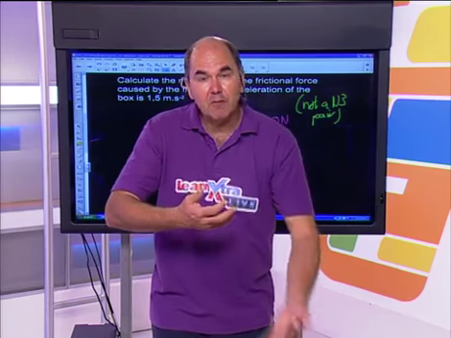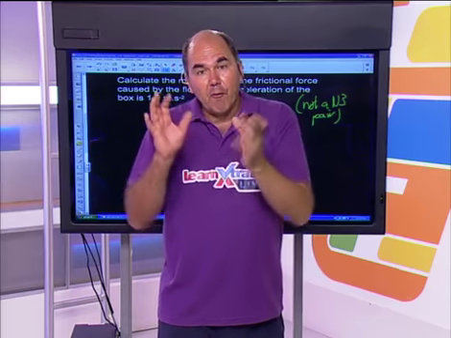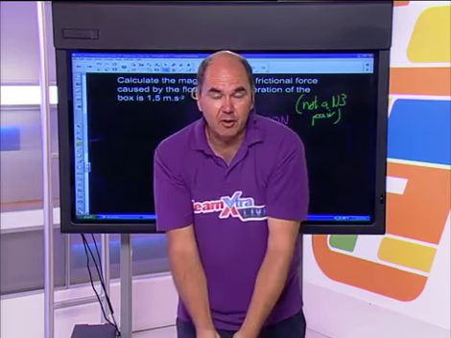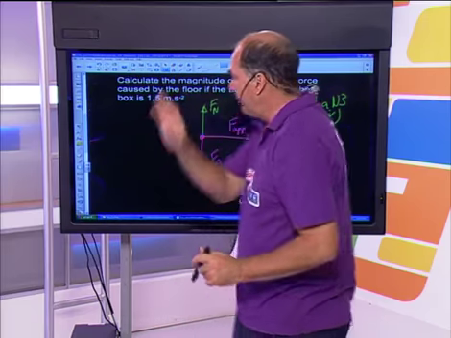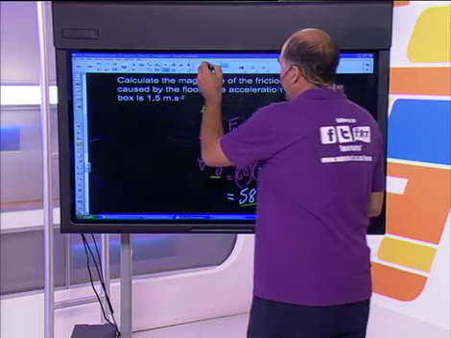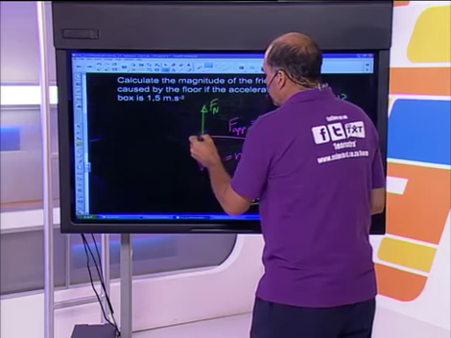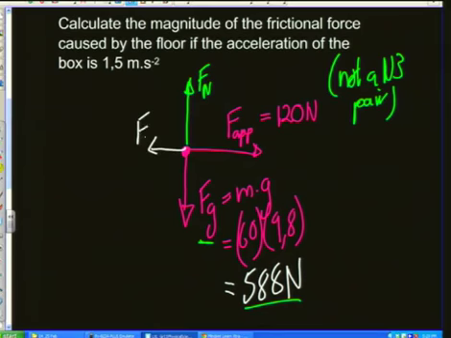The box pushes down on the surface, and the surface pushes up on the box. The Earth pulls down on the box, and the box pulls up on the Earth. Those are the pairs. Make sure you've got the bodies correct. We'll revise Newton's third law at the end if we've got some time. And the last force that we want to consider is the force of friction. We don't know what that is, so we'll just call it the frictional force. The reason we know it's there is because it said it was a rough surface.